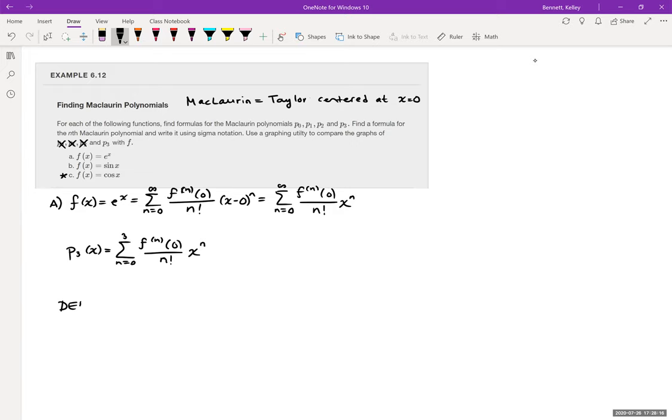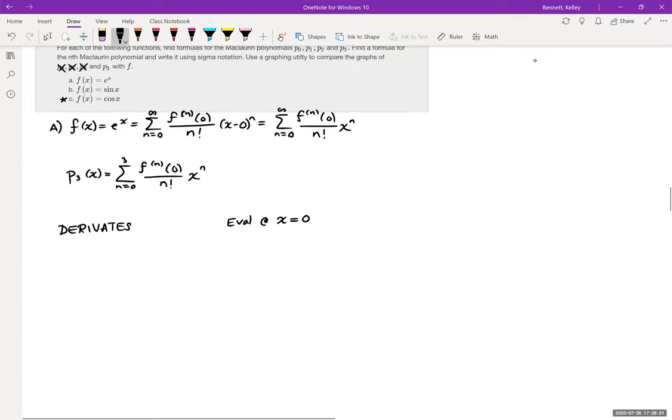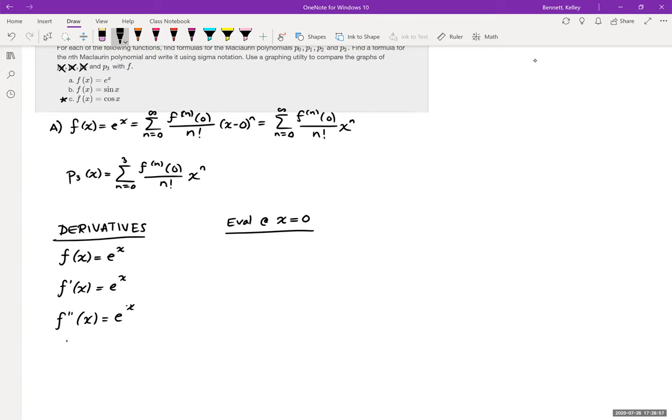So I need to compute my derivatives up to the third derivative, and then I need to evaluate those derivatives at x equals 0. So, derivatives. The zeroth derivative is just the function itself, which is e to the x. Then the first derivative is also e to the x, which is why this is everyone's favorite function. Second derivative, e to the x. Third derivative, still e to the x. So when x equals 0, these are all going to be 1. 1, 1, 1, 1.